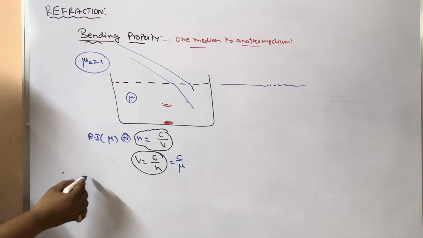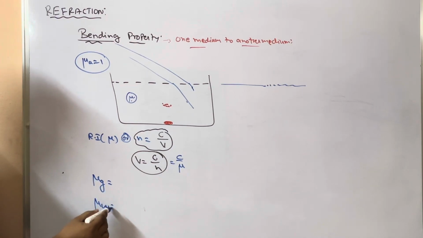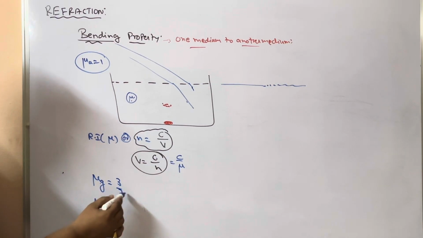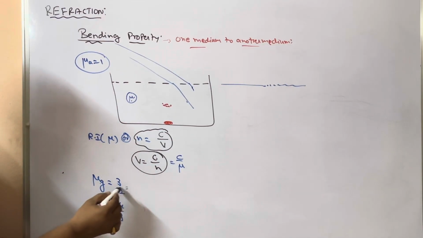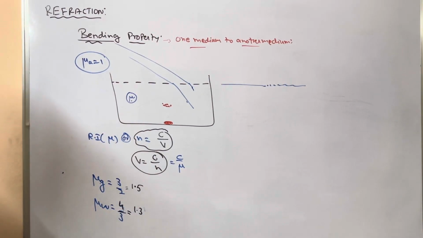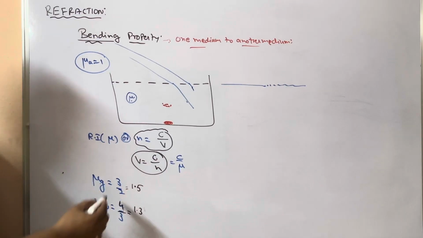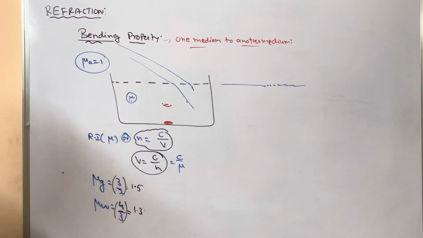So the refractive index of glass, the refractive index of water. Glass they take 3 by 2, water they take 4 by 3. So 3 by 2 means 1.5, and 4 by 3 means 1.33 they are going to take. So generally the refractive index of glass and the refractive index of water, they take like this.